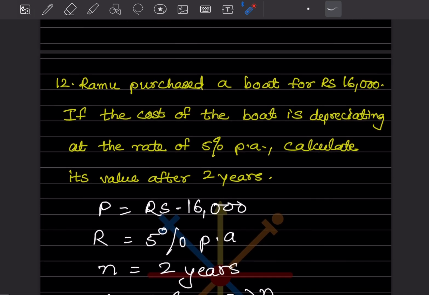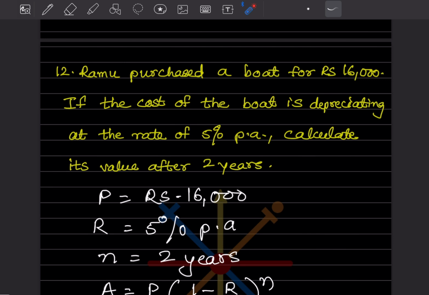Ramu purchased a boat for rupees 16,000. If the cost of the boat is depreciating at a rate of 5% per annum, calculate its value after 2 years. Now see here, you have to be careful with this one. So now rupees 16,000, rate is 5% per annum, and number of years, that is going to be 2 years.